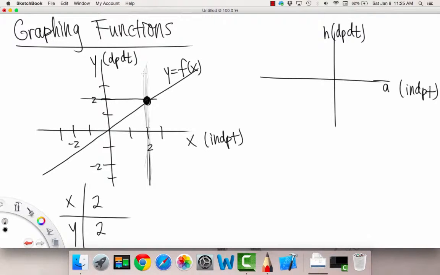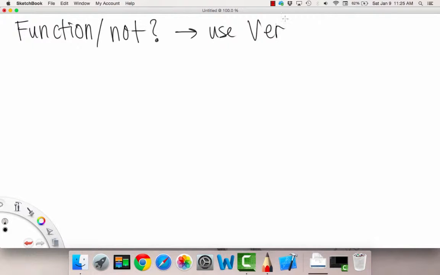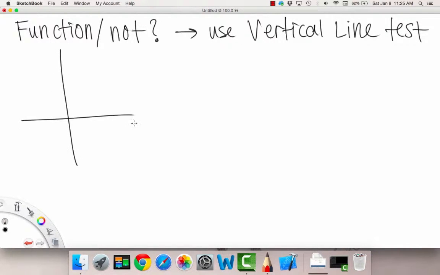Okay, so an important thing to realize first of all is to determine whether something is a function or not when you look at its graph, okay? And what we're going to do for this is use the vertical line test. Vertical line test, okay? So let's see an example of this. Let's say we have some graph, x and y, okay? And it looks like this. Something like that, okay? Something funny.